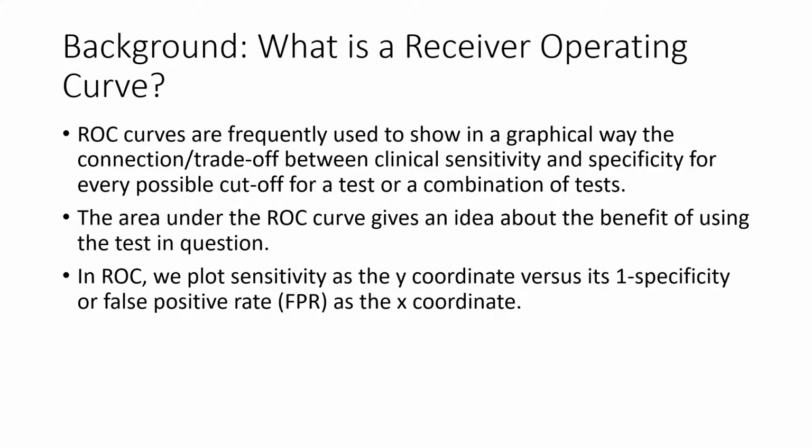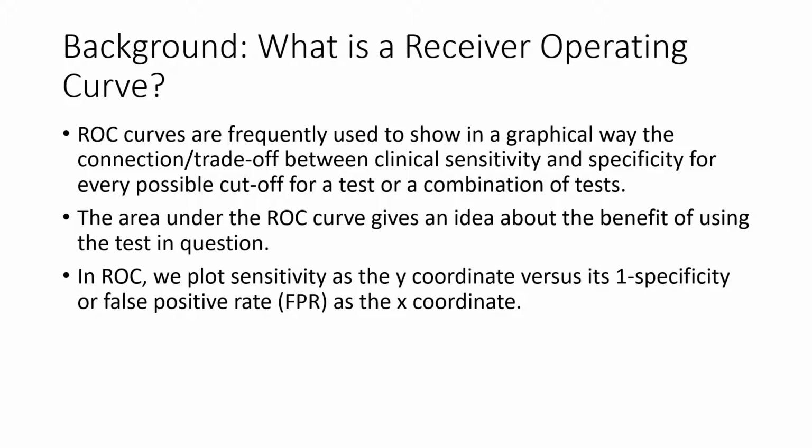So, for a bit of background, we want to know what a receiver operating characteristic curve is. ROC curves are frequently used to show in a graphical way the trade-off between clinical sensitivity and specificity for every possible cutoff for a test or a combination of tests. The area under the ROC curve gives an idea about the benefit of using the test in question, basically showing us how accurate our test is.